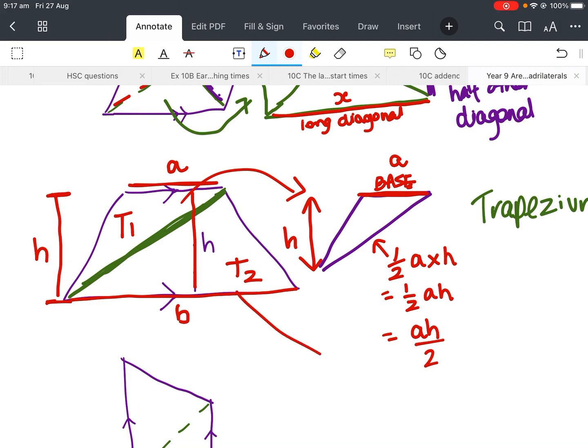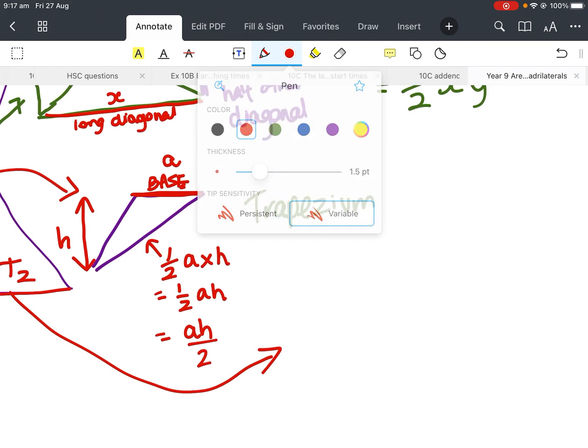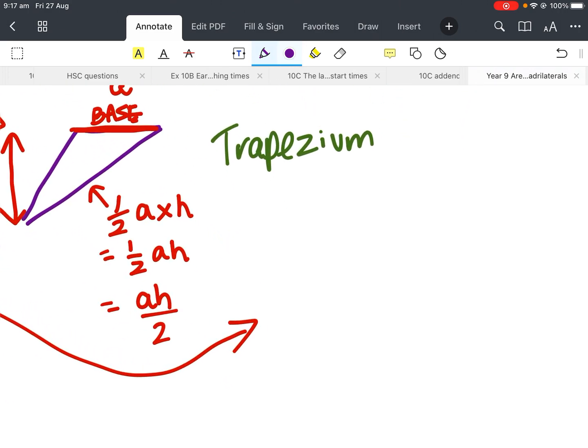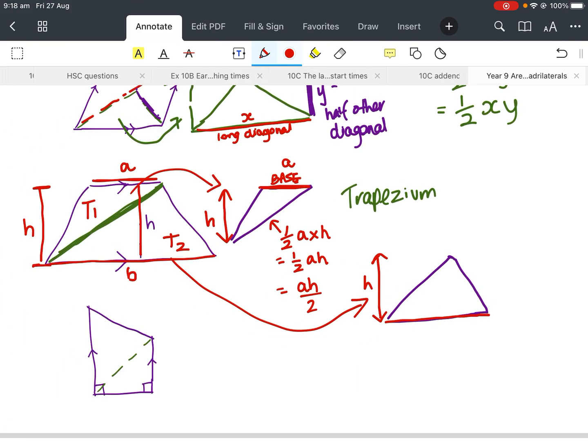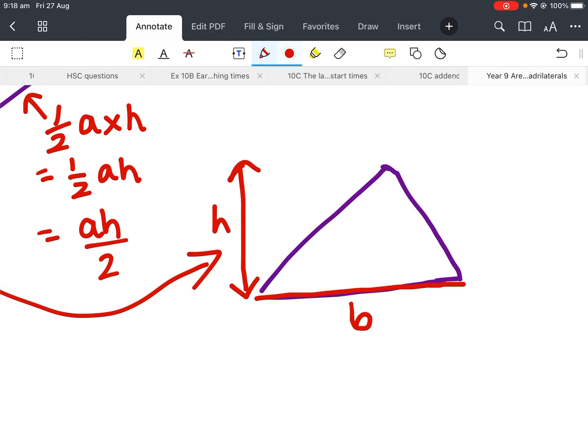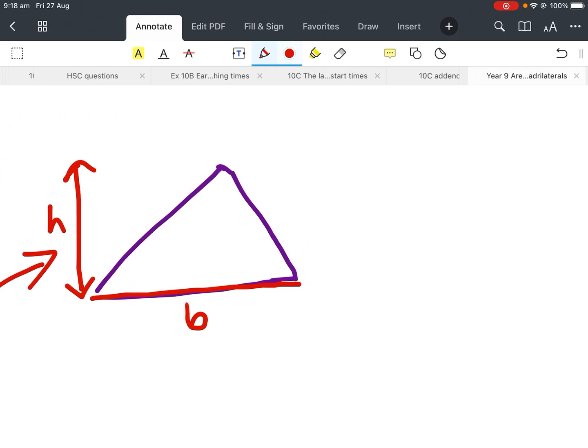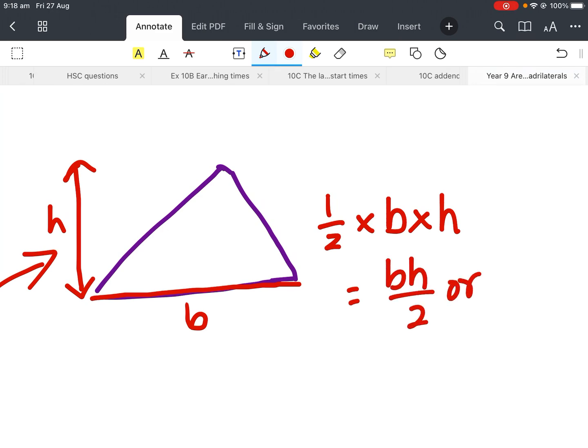And then this second triangle here looks like this. Let me see if I can remember it. Right, looks something like this. Where the base is here again, and the height, remember, was outside. So what she's done there is she's made the base letter B in this case. So if we do the triangle formula again, it's a half times the base B times the height, or BH over 2, or half BH.